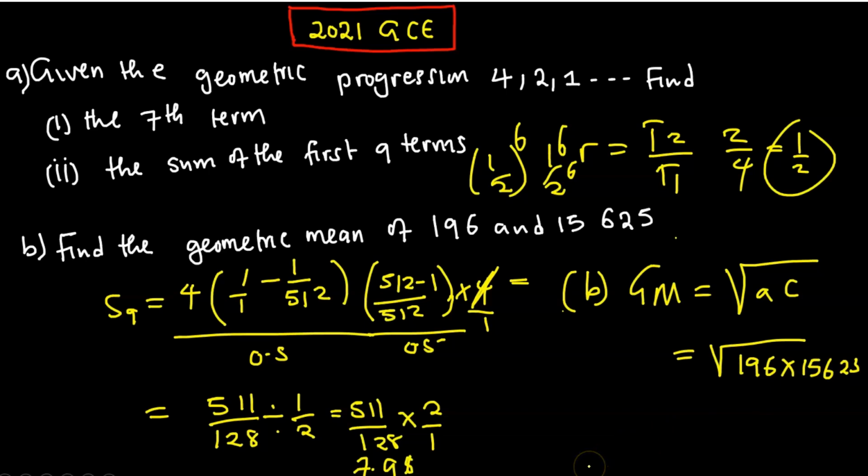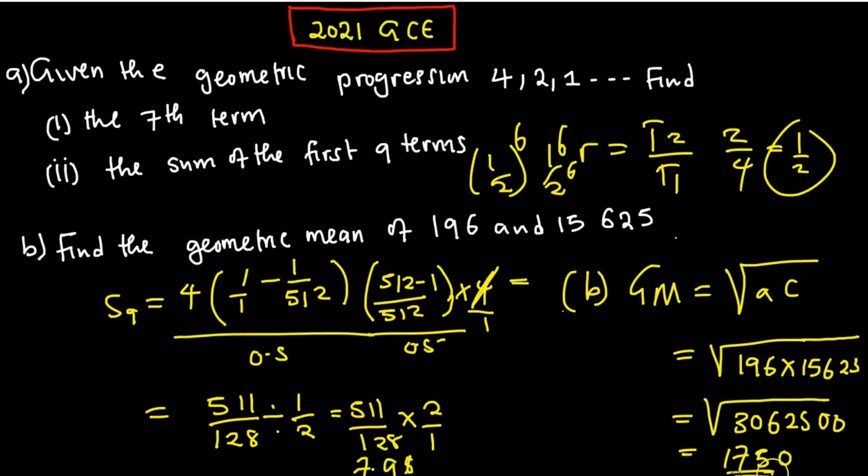Okay, so now let us do it. 196 multiplied by 15,625 is giving me 3,062,500, so we take the square root of this. The square root is giving me 1,750. That is the geometric mean. So that is how you work out this one.